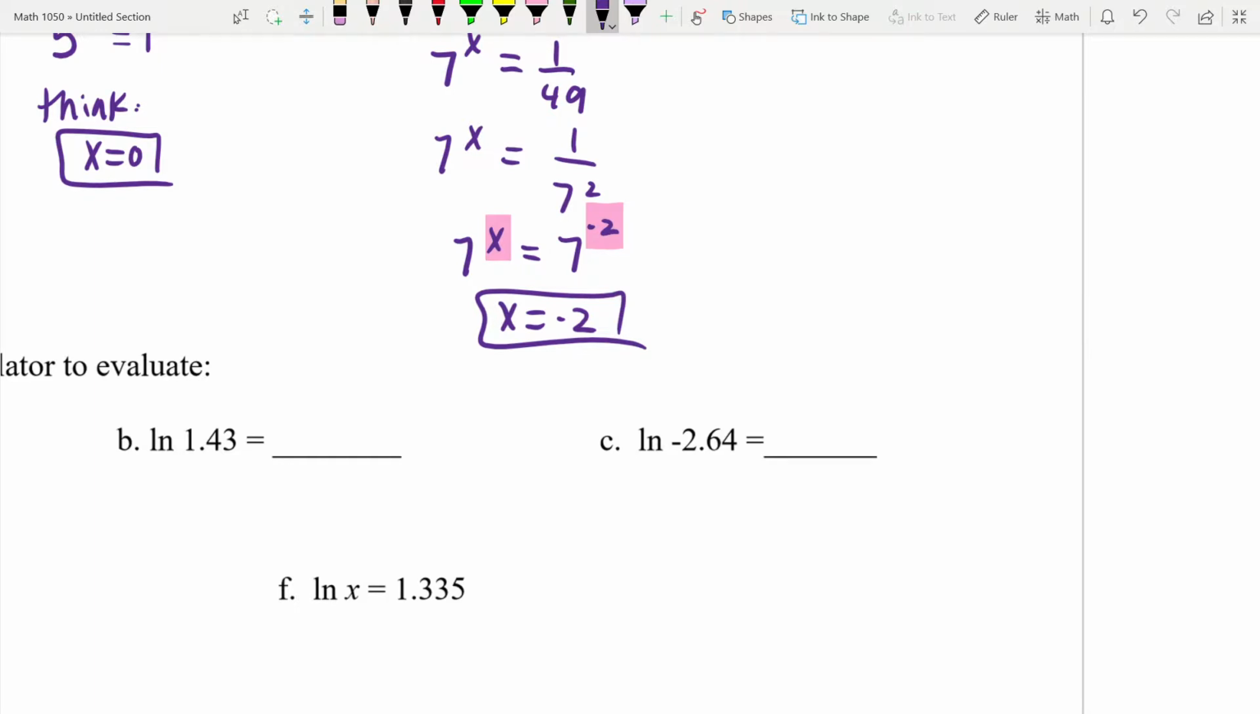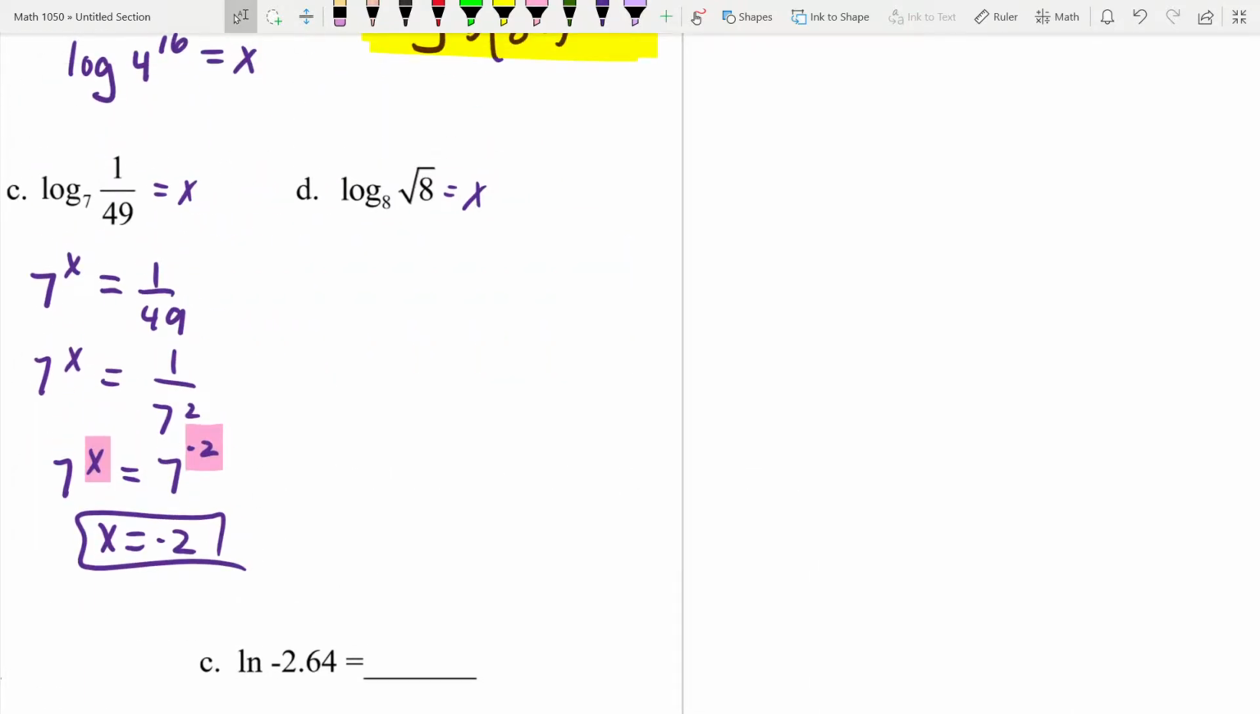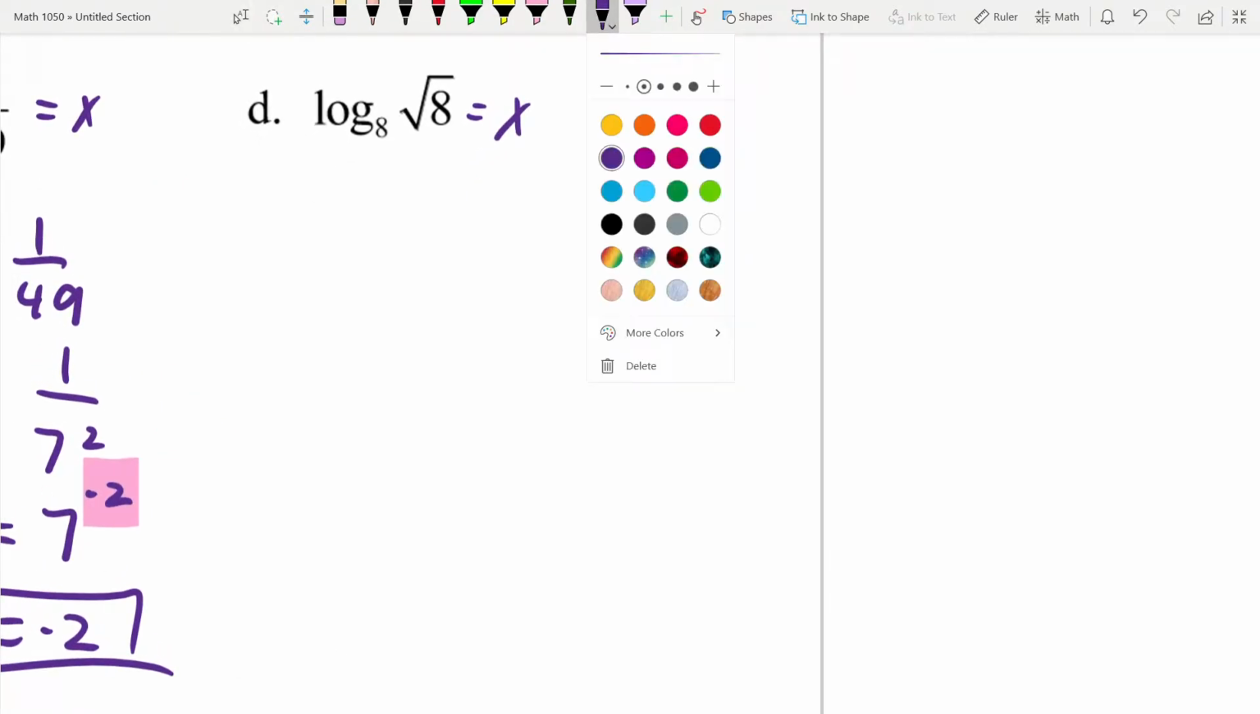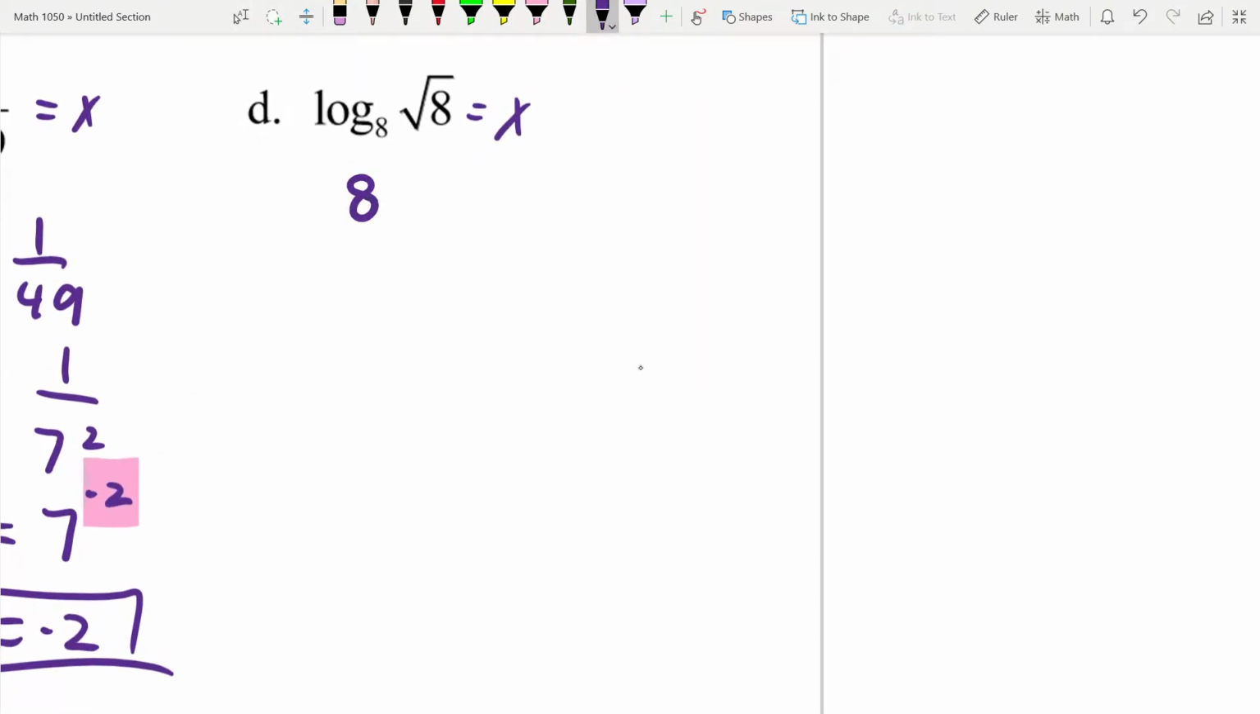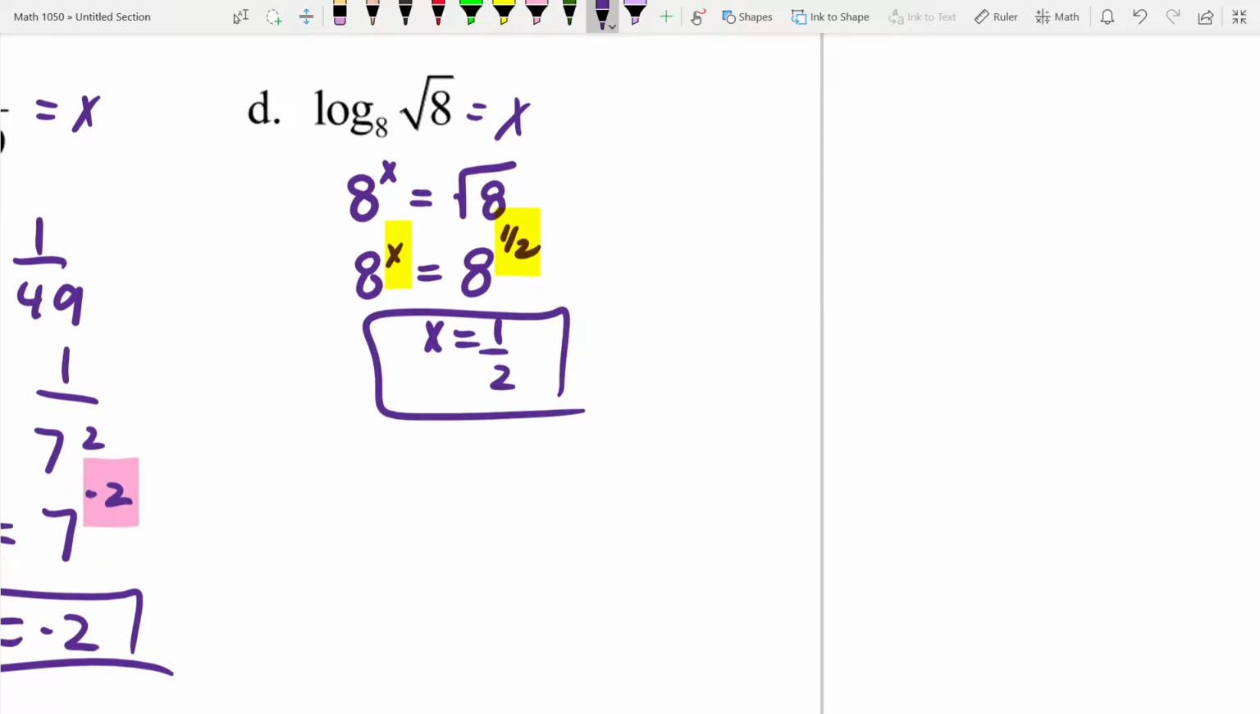Who says I'm totally good? Okay, good. Right here, let's convert it. This is 8 to the x is equal to the square root of 8. I've got my 8's matching, but the square root's kind of weird. So 8 to the x is equal to 8 to the, what's another way to write the square root of 8? 8 to the 1/2. Good. Then if 8 to the x is 8 to the 1/2, then x must be 1/2. That's your answer, and you're done.